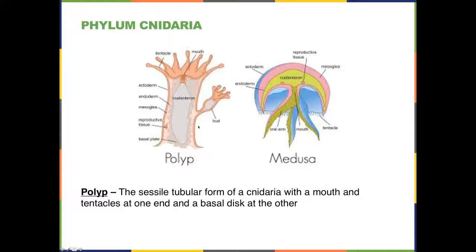And it can reproduce, as it's shown here, by budding. It also has reproductive tissue for reproduction. We'll talk about that some more in a minute.